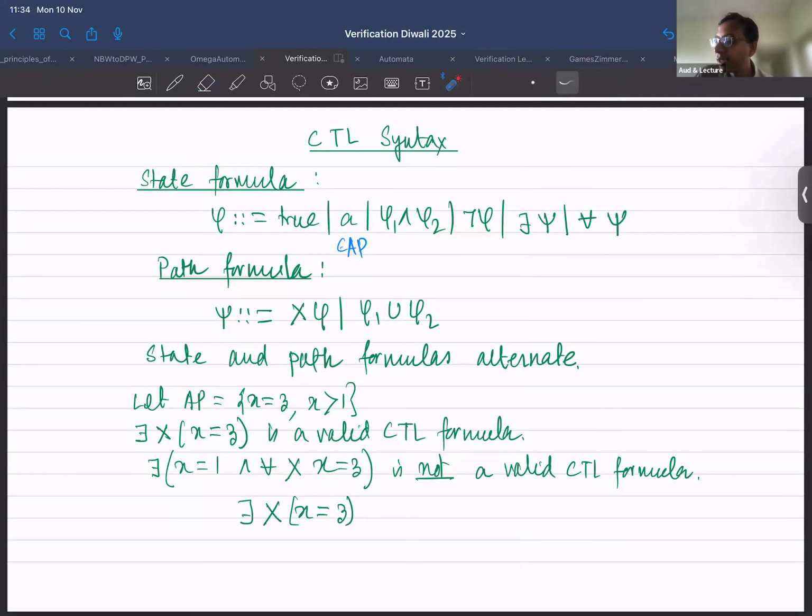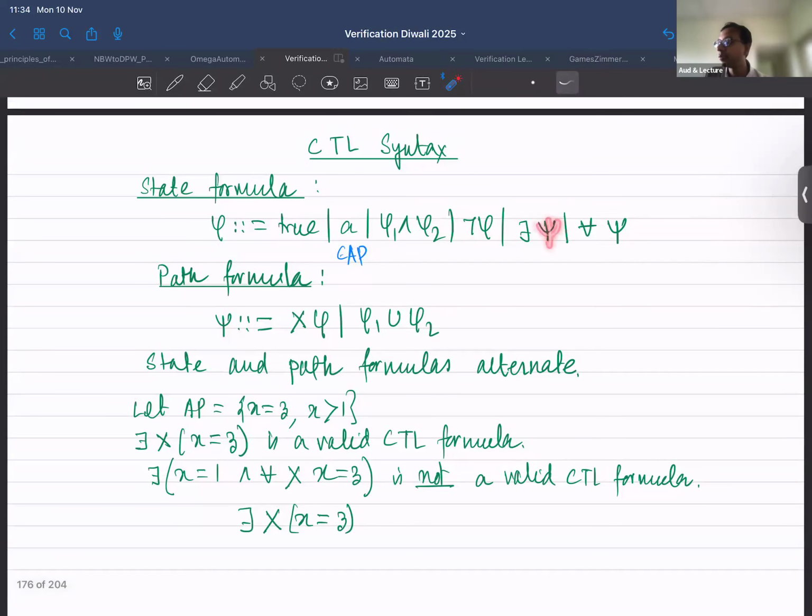So the state formula is of this form. You have true, or there is an A which is an atomic proposition, then conjunction, and then you have the negation, and then you can have there exists a path such that the path formula psi holds in that path. Then for all paths, the path formula psi holds in that path, and so on.